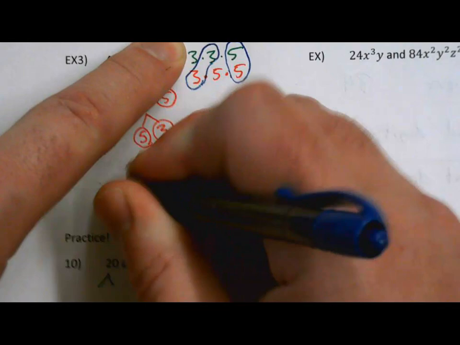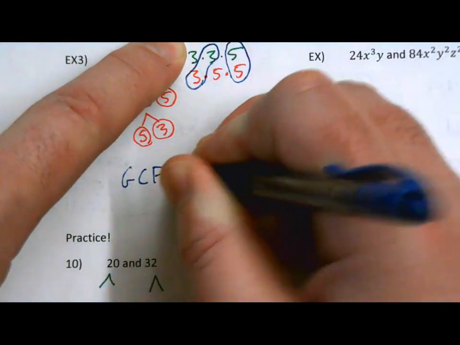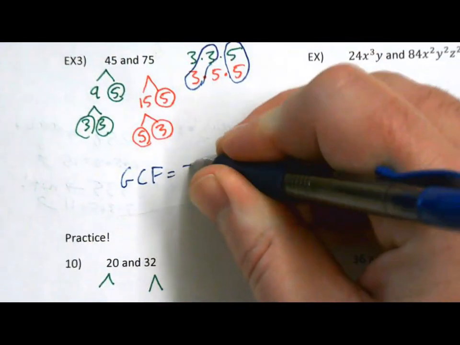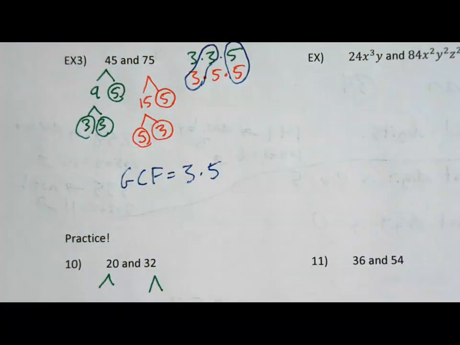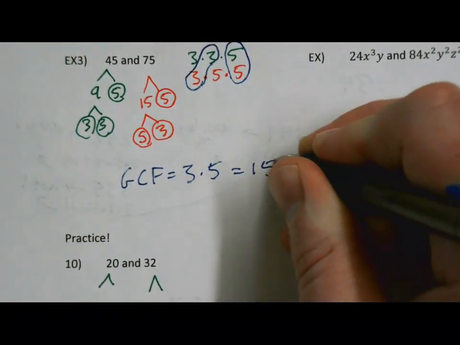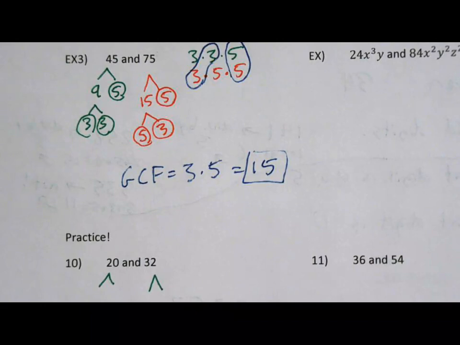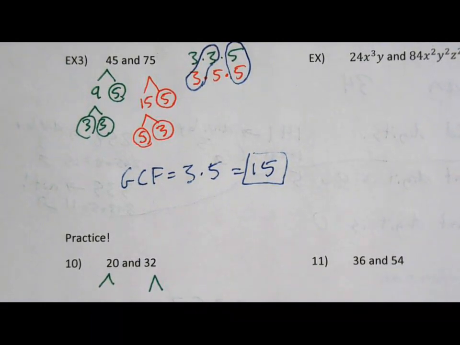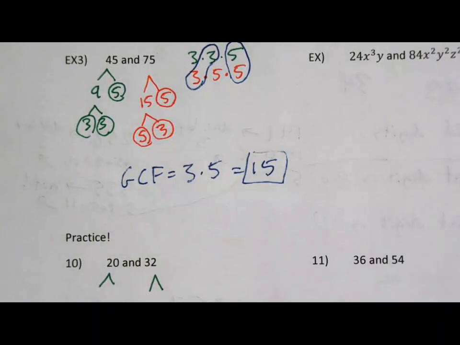So my final answer, my GCF, is we got a 3 and we had a 5. So my GCF is 15. 3 times 5 is 15. 15 is the biggest number that goes into 45 and 75. That's what we're trying to find here.